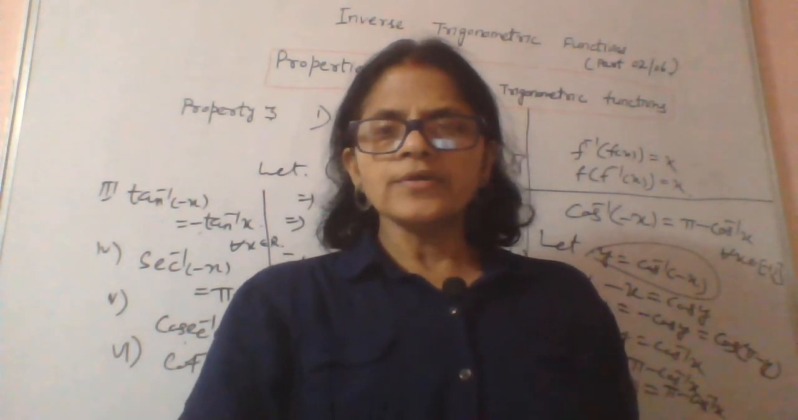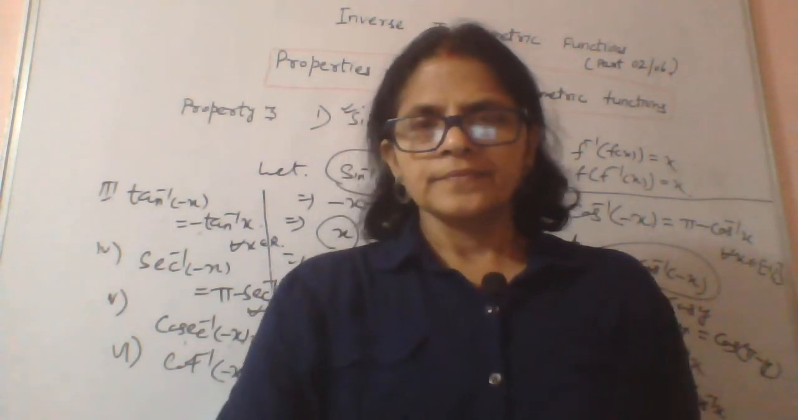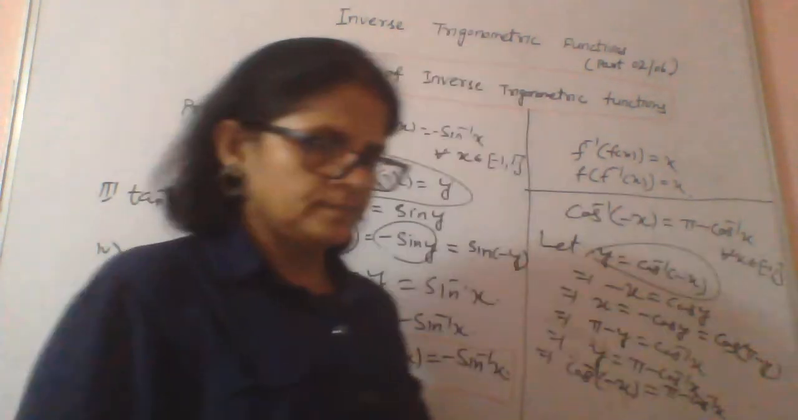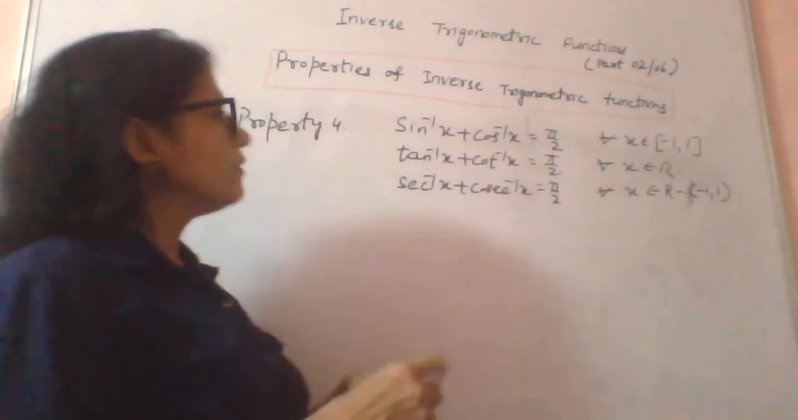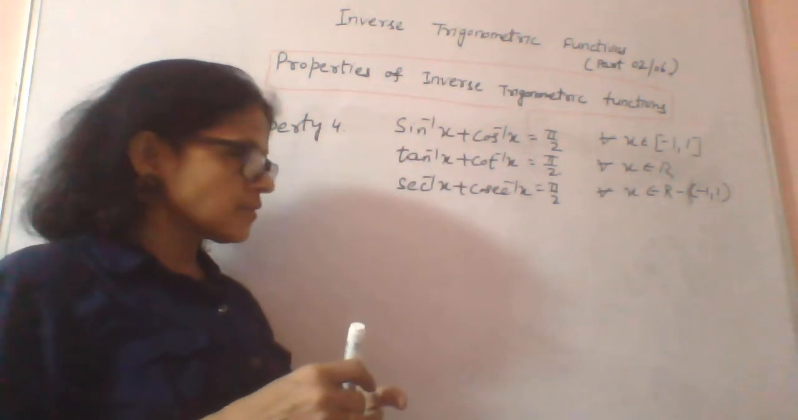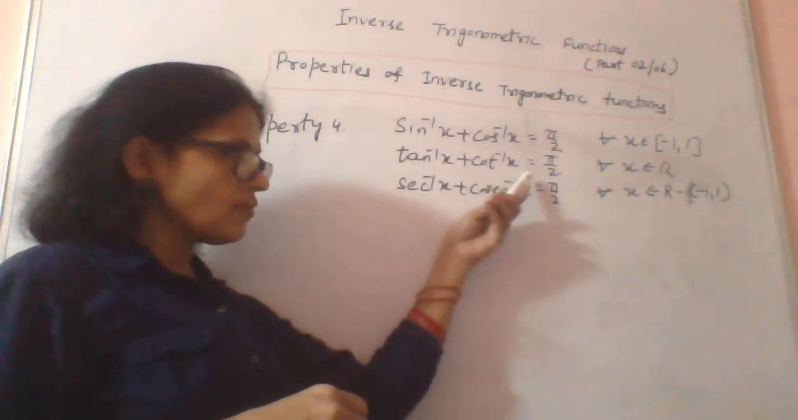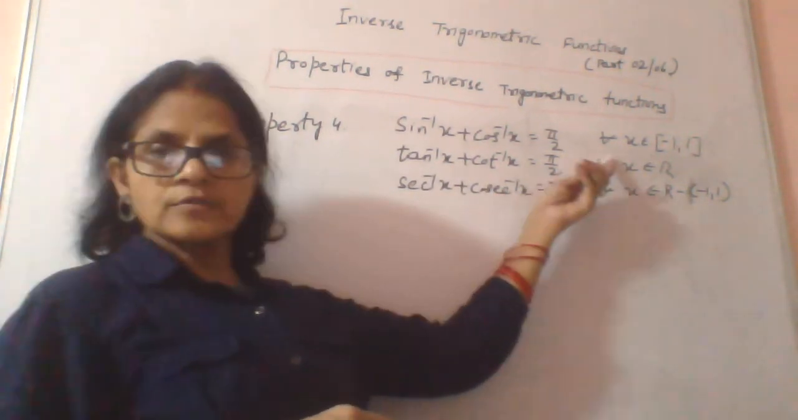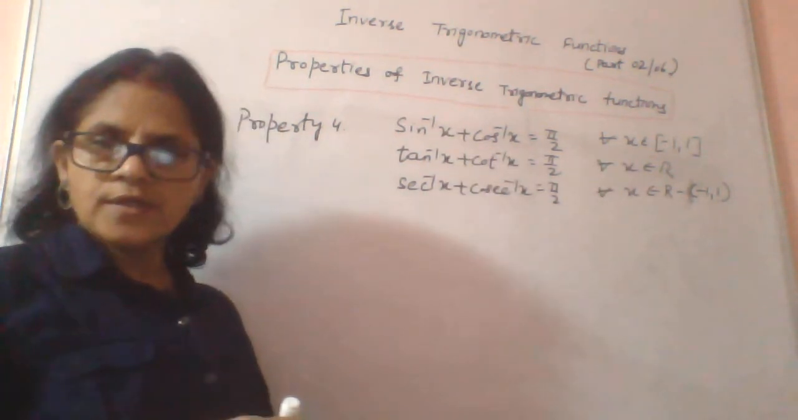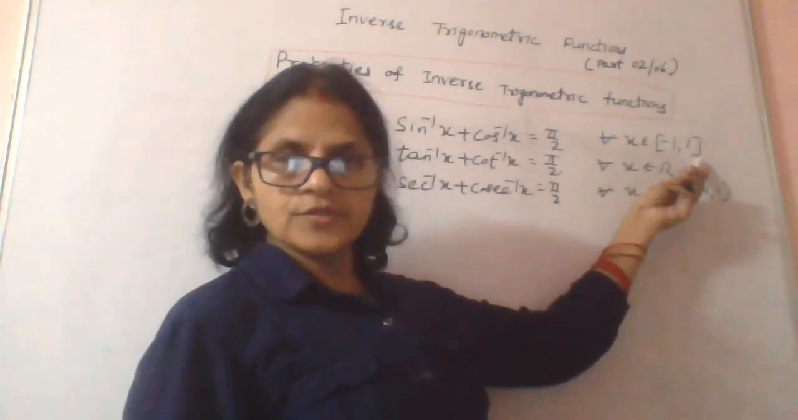Okay, so next we will move to the next property, that is property number 4. Property number 4 is sin inverse x plus cos inverse x equal to pi by 2, tan inverse x plus cot inverse x equal to pi by 2. Of course, just please observe the domain. Whenever we take sin inverse x plus cos inverse x equal to pi by 2, it is for all x belongs to the closed interval minus 1, 1.